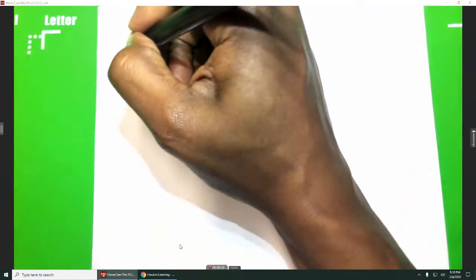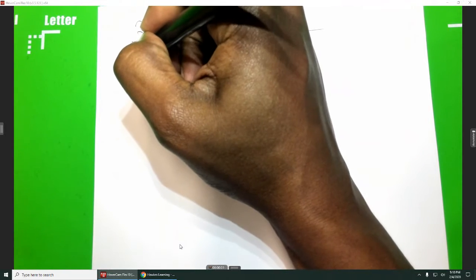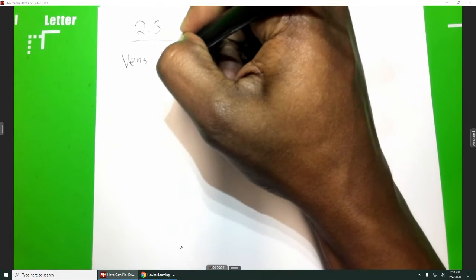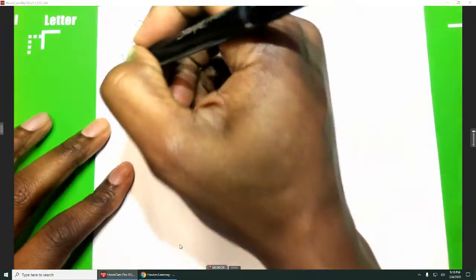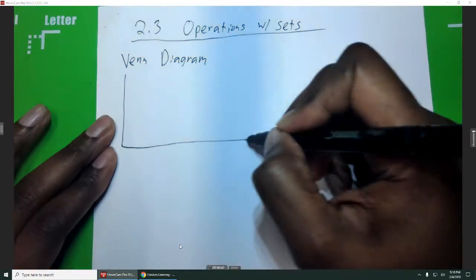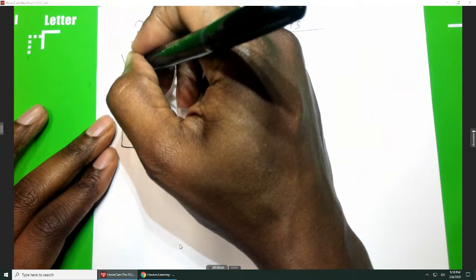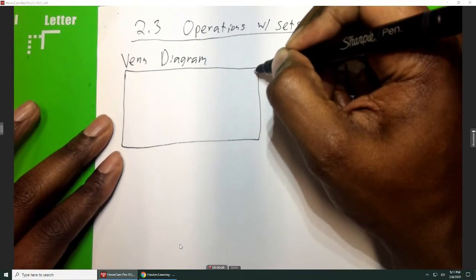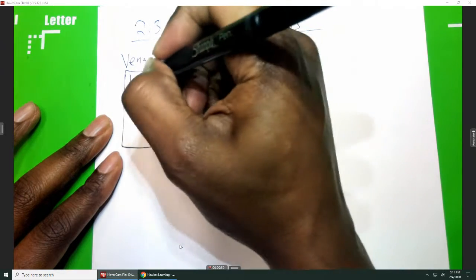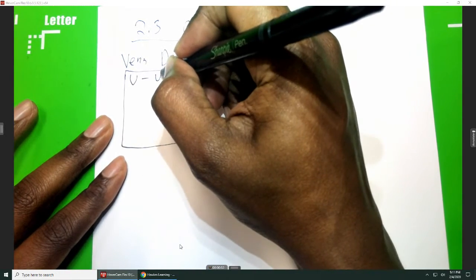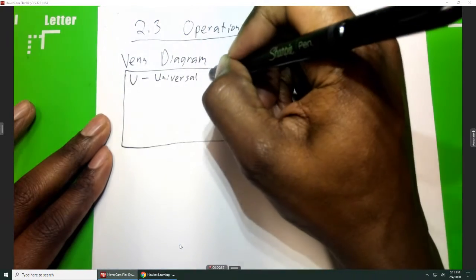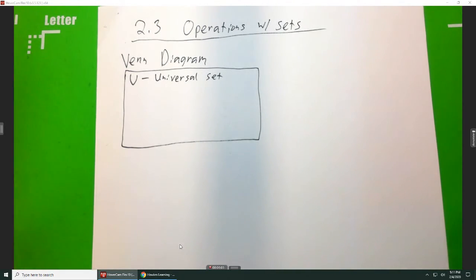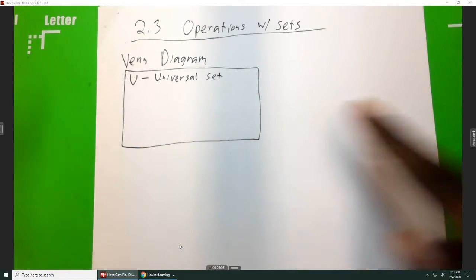So first, I want to show you what a Venn diagram is. Usually what a Venn diagram is, we just draw this box, which we call our sample space, or it might also be known as the universal set. So you might see a U in this box. That U stands for universal set, and what that means is the set that contains everything.